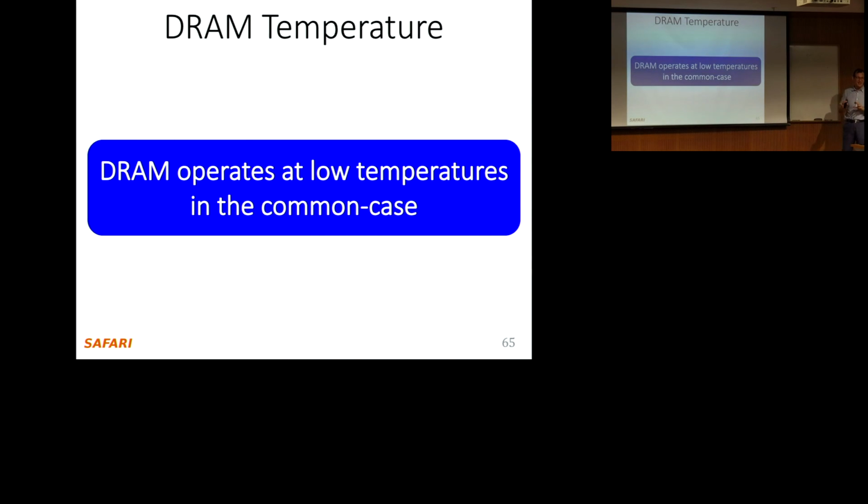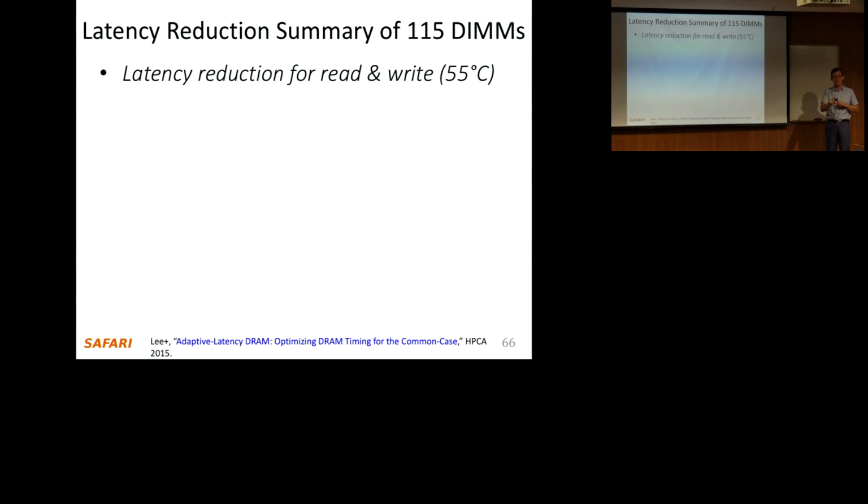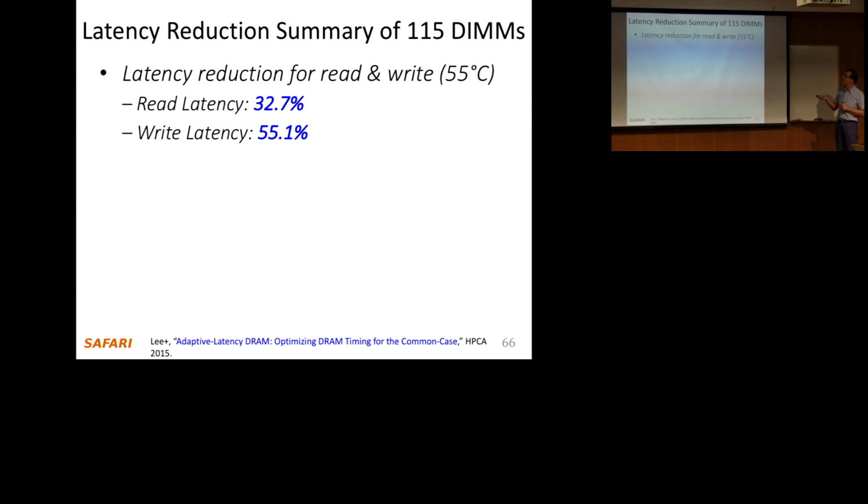So in the common case, I will posit that DRAM operates at low temperatures, certainly not at the highest temperatures. And remember, the relationship is exponential. The charge, you have exponentially more charge as you reduce the temperature. So this is the latency reduction summary for the 115 DIMMs that we have. Basically, if you aggregate things, we can reduce the read latency by about 32% and write latency by about 55%. Again, this is an average. There's a distribution across the DIMMs. If you really want to specify only one latency, you need to take the lowest one, as you mentioned earlier.